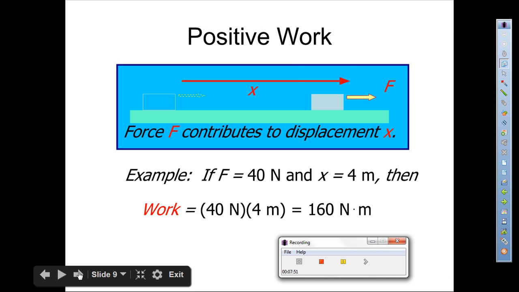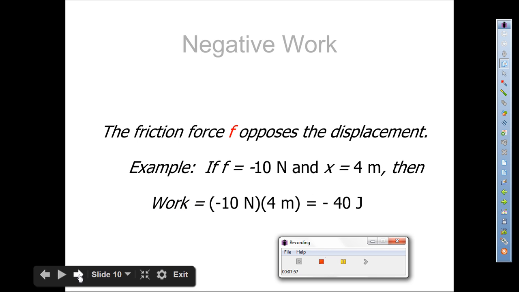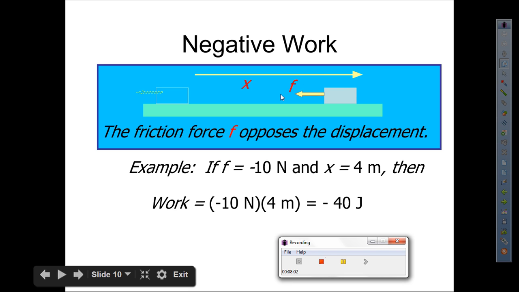Now let's go on to the next one. So the work done is 160 newton meters, or 160 joules. Okay, now look at this. My force is to the left, my displacement is to the right. The angle between those two is 180 degrees. The cosine of 180 degrees is a -1. So if friction is to the left, you can call it a -10, or you can just realize that the angle between the force and the displacement is 180, and that would give you a negative also.